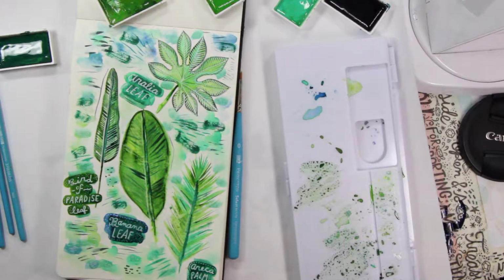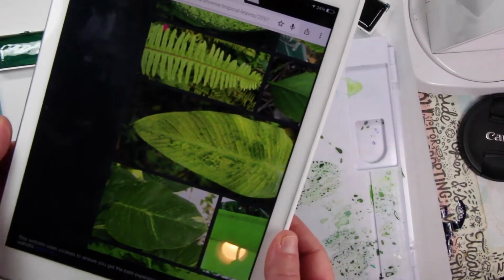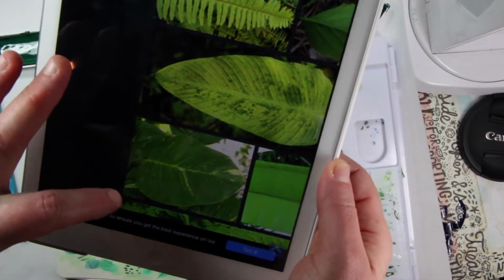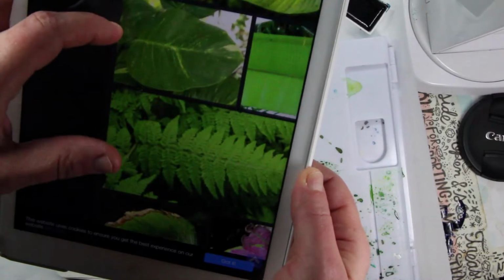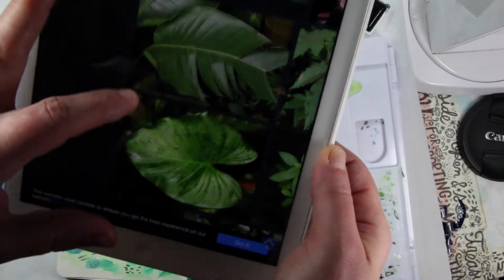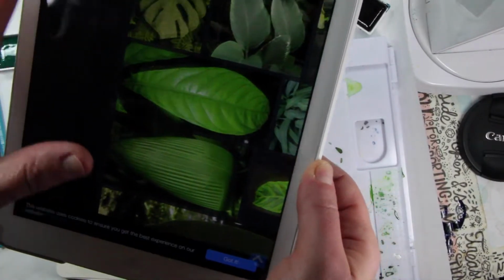So let's get started. First things first, we need reference material. And whenever we're drawing from life, we're probably going to want to work from a photo. So that's where my iPad comes in. I Google some photos. I do an image search and I find some pictures that I want to work from.